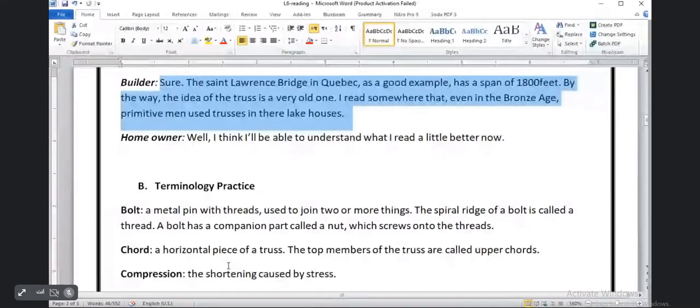Okay. Are somewhere that even in the Bronze Age, primitive. Yes, I know. Yes. May use it as.